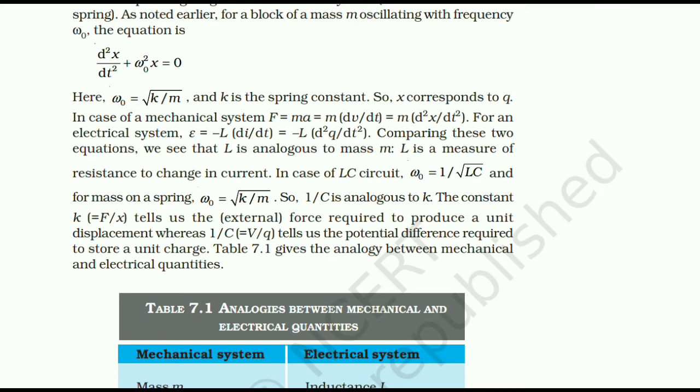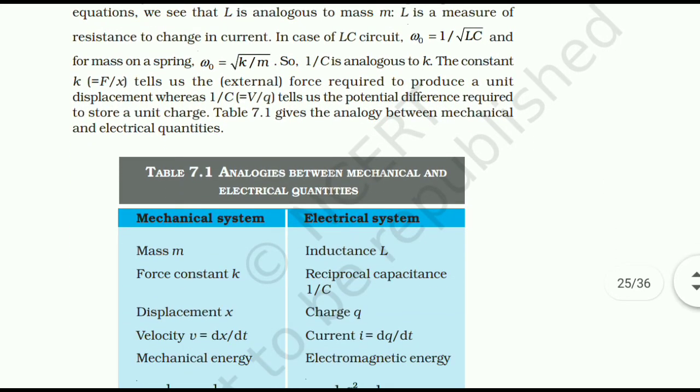In case of LC circuit, omega naught is equal to 1 upon under root LC, and for a mass on a spring, omega naught is equal to under root k upon m. So, 1 upon C is analogous to k. The constant k is equal to F upon x, which tells us the external force required to produce a unit displacement, whereas 1 upon C is equal to V upon q, which tells us the potential difference required to store a unit charge. Table 7.1 gives the analogy between the mechanical and electrical quantities.